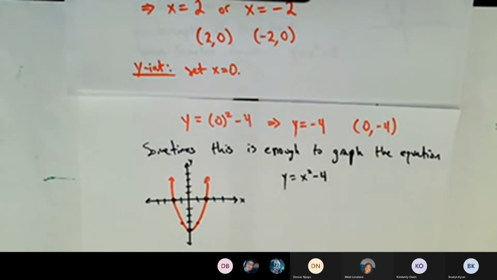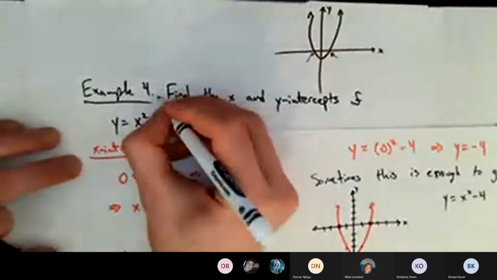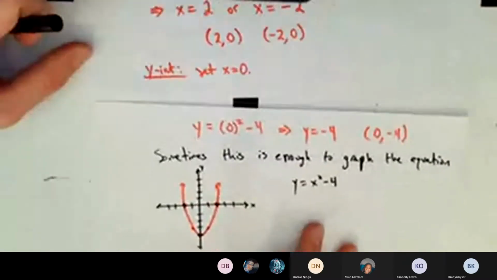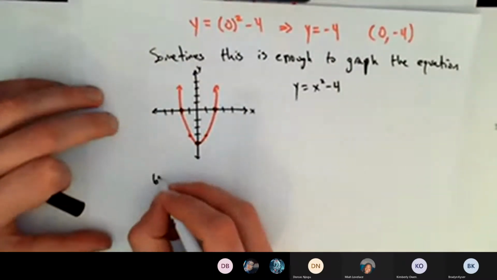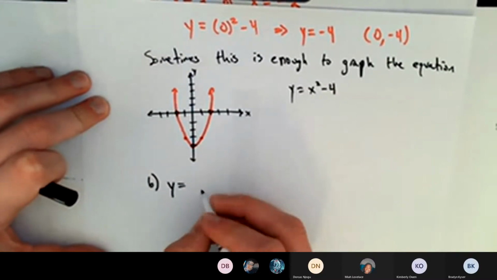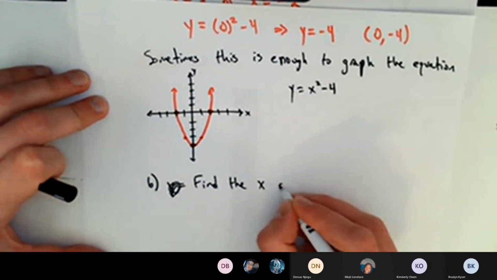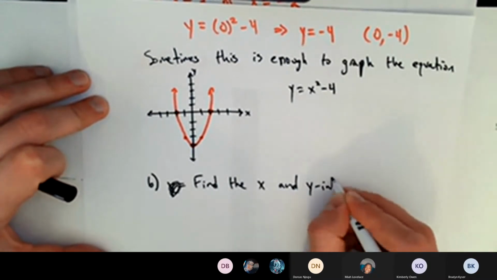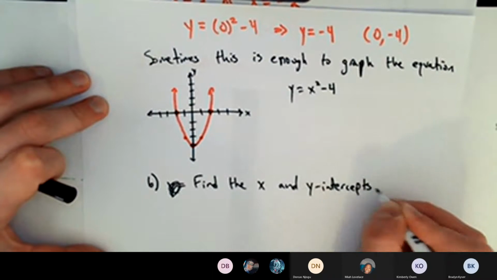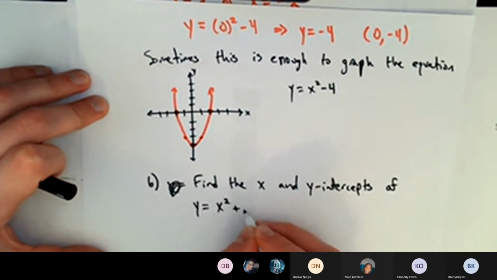So let's see, we did x and y intercepts. Let's look at another one. In fact, I'm going to go back to example 4 and call this part A, and this next one part B, because it's going to be another parabola. And I'm going to say find the x and y intercepts of y equals x squared plus 2.